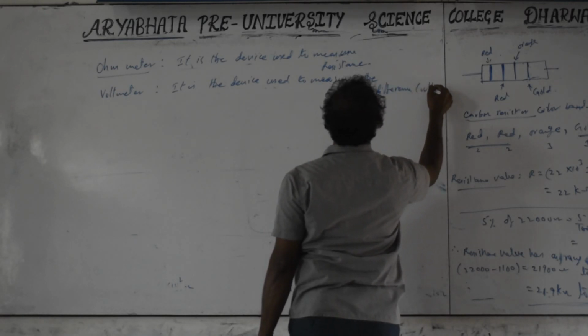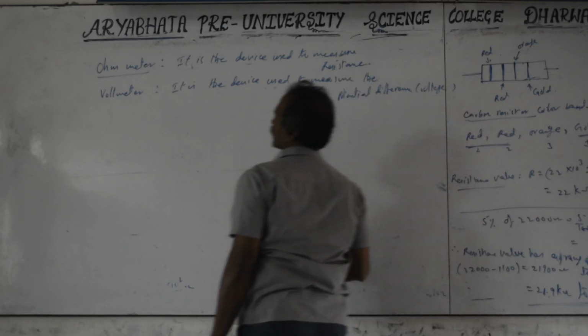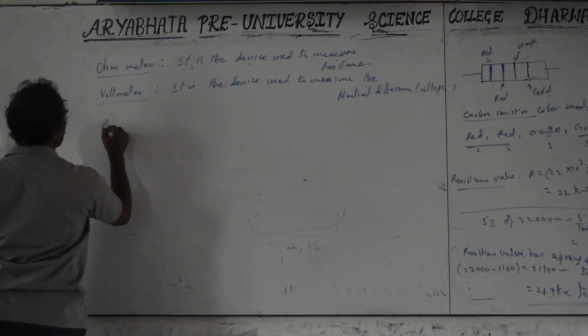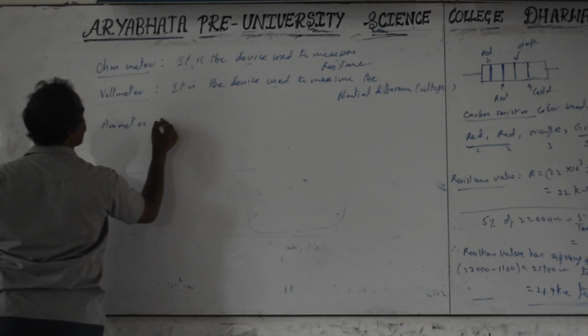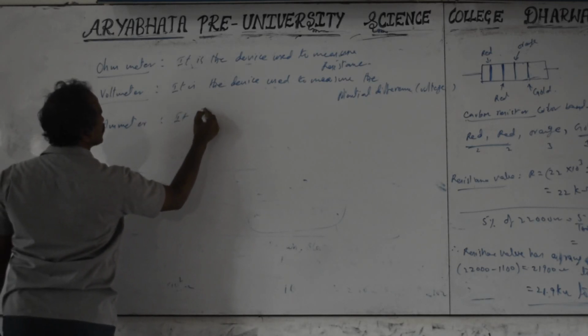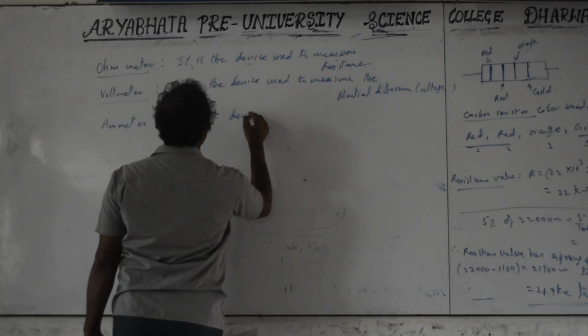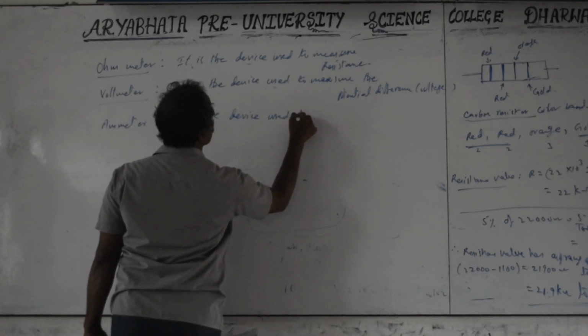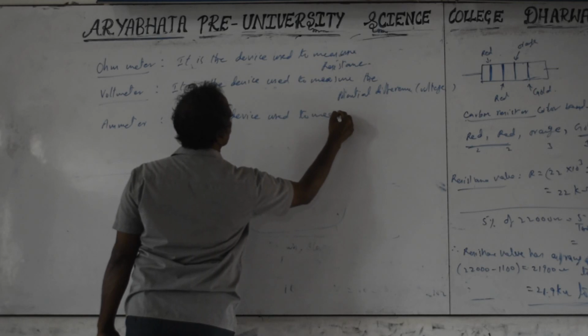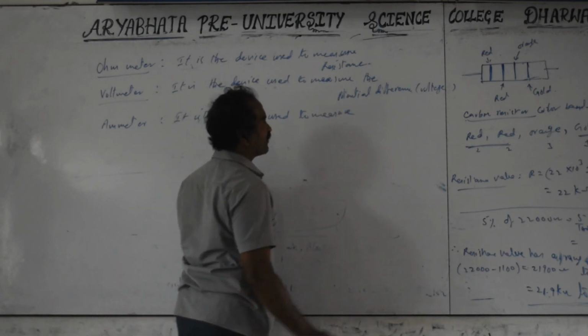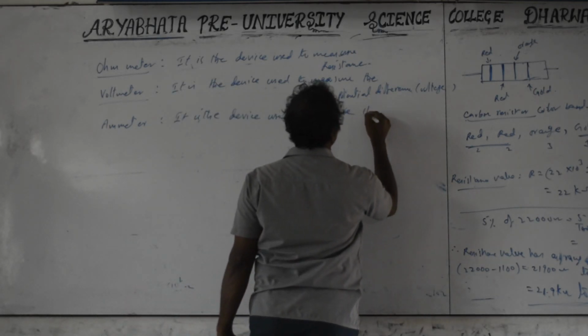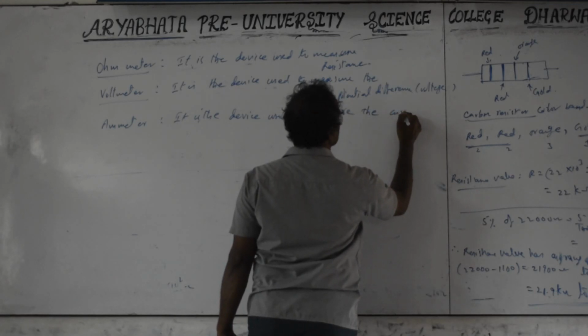Nothing but voltage. Ammeter. It is the device used to measure the strength of current, or the value of the current. Measure the current.